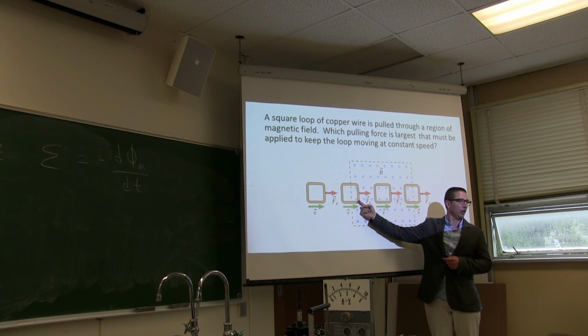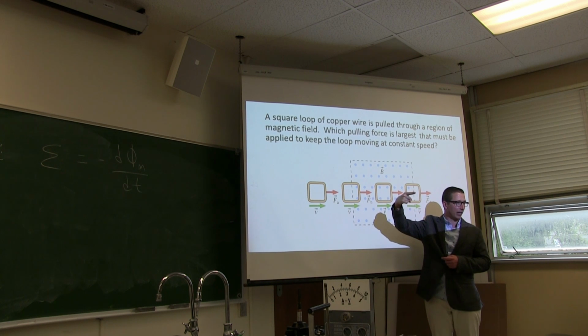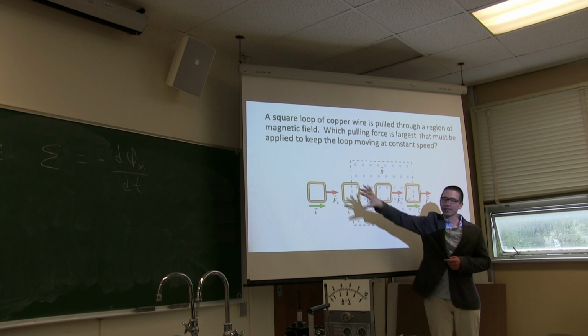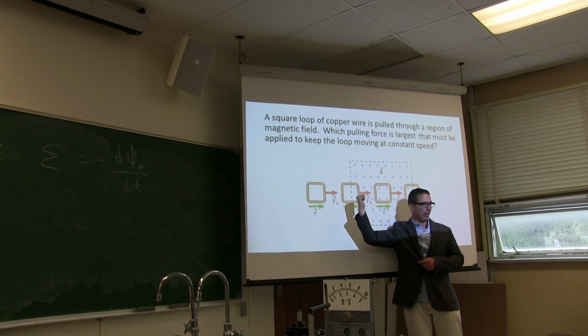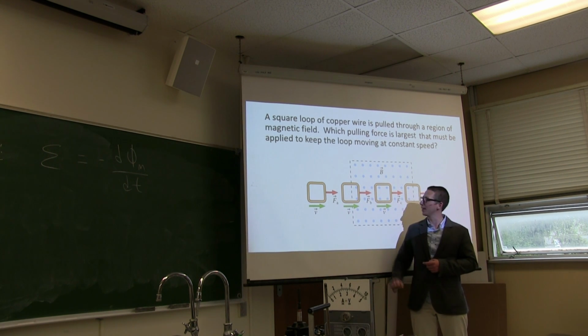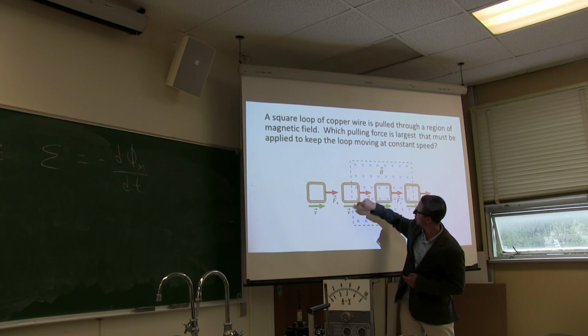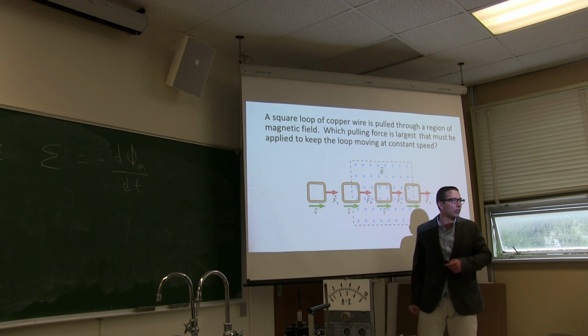When it's being pulled in, the flux this way is increasing. You want to decrease it by creating a flux that way. So inside the loop, you need a field that points in. The only way to get a field inside the loop is to create a current that goes around in this direction to give you a field that's into the board.